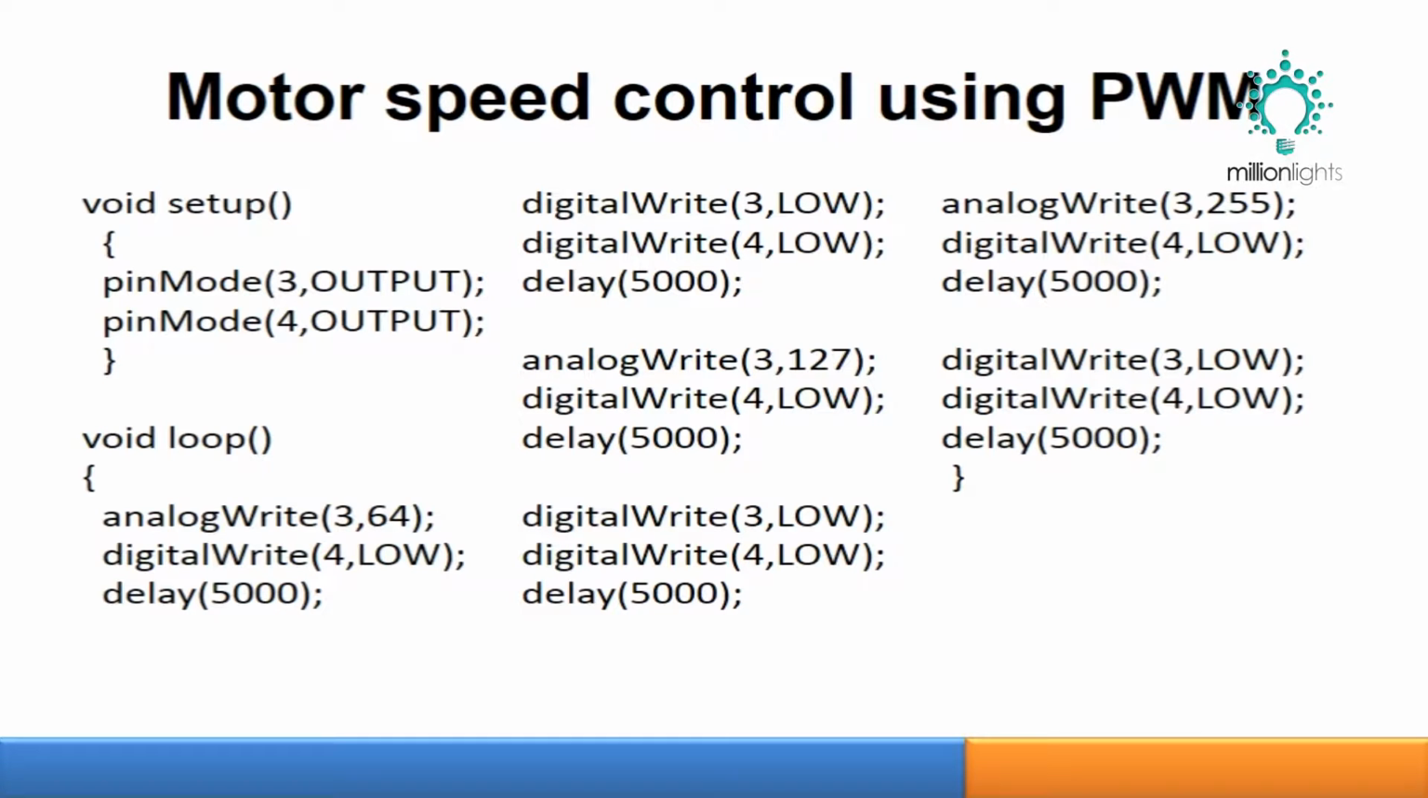Then the next part is to rotate it at a speed of 50%. Therefore I am using analog write 3,127, and then there is a delay of 5 seconds. So it will rotate for 5 seconds at the speed of 50%, then it will take a break of 5 seconds. Once again we'll have it rotate at 100% duty cycle, that will be the maximum speed, and then we'll pause or stop it for 5 seconds.